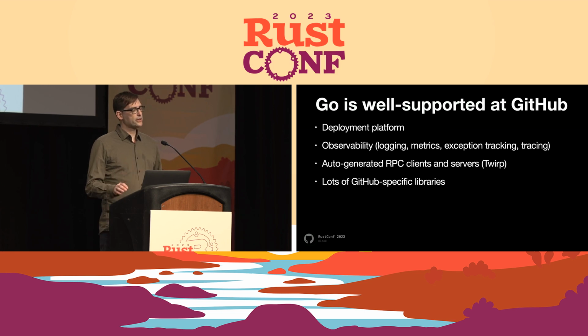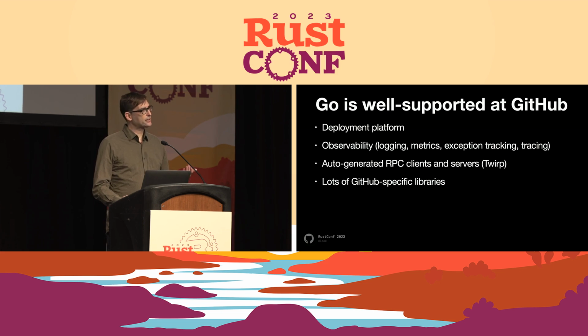So Go is increasingly the choice for these services. And that's because Go is not only high performance, but well supported at GitHub. Our deployment platform supports it out of the box. You get great observability with logging, metrics, exception tracking, and distributed tracing. You get automatically generated RPC clients and servers using that Twirp library. And there's lots of GitHub-specific libraries that are written in Go that you can use.